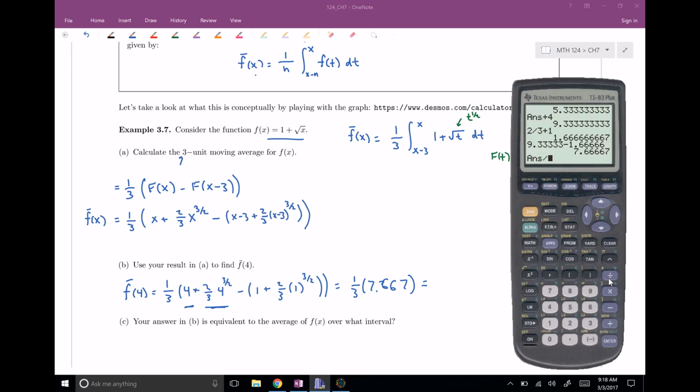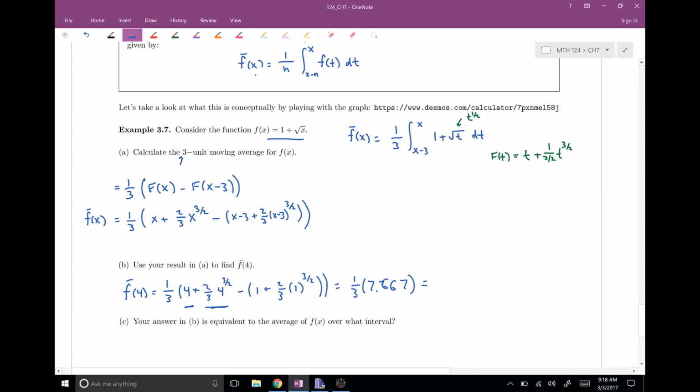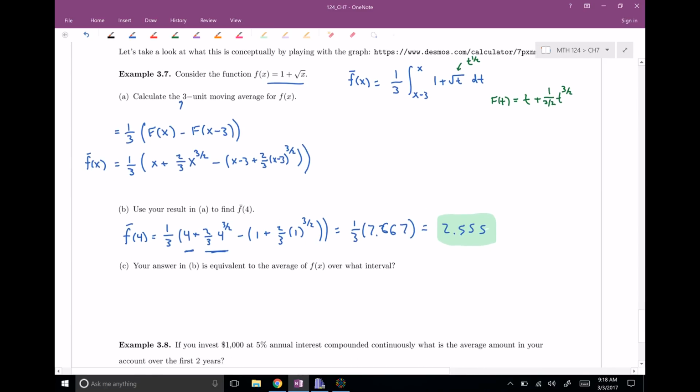Excuse me. There it is. 2.55 repeating. And there's my final answer. So this is the 3-unit moving average for f of x at x equals 4. Okay, and the claim is, of course, that moving averages are related to actual averages.